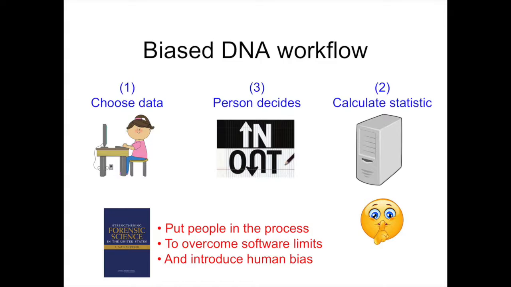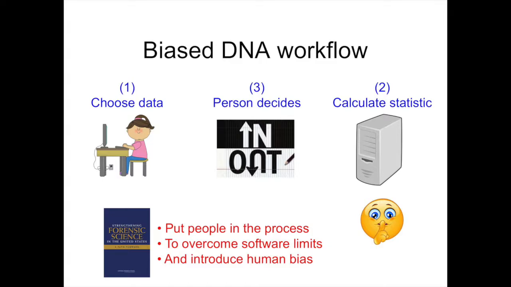You would think that if you have data, you take that data, you put it into a computer, it does some analysis, and you read the number. But that isn't how it works in crime labs. Instead, first, people choose their data. What's a peak? What isn't a peak? Which locations will I use? What won't I use? What exceptions will I apply for different thresholds? Is it really there or not?